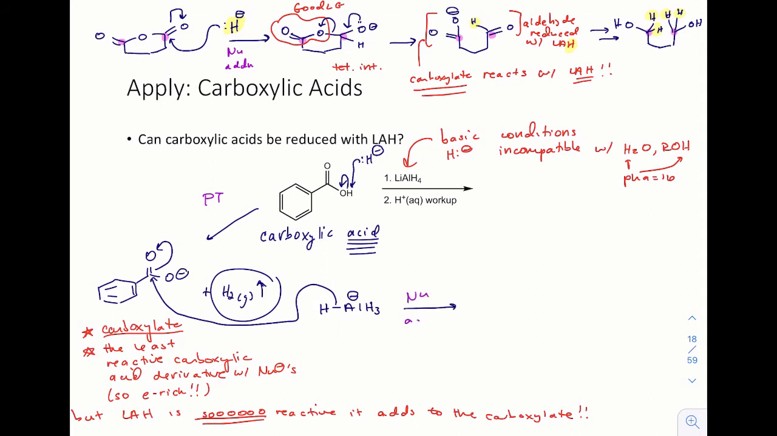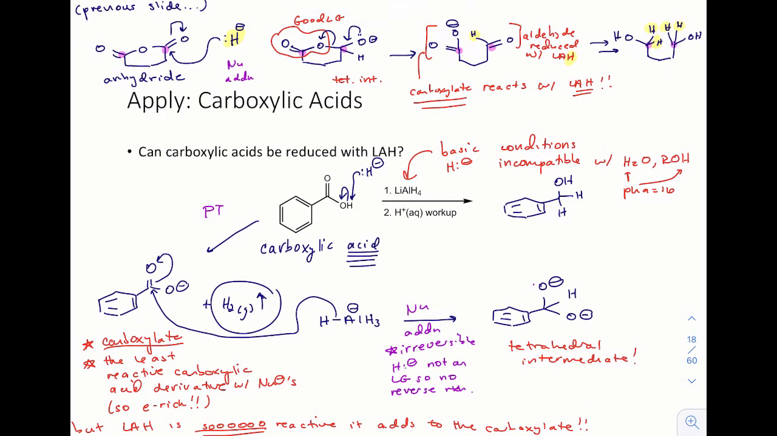The tetrahedral intermediate that is formed is not going to expel hydride because it is not a good leaving group. It's super basic, as we're coming to realize. So addition of hydride generates this tetrahedral intermediate. It's dianionic, and it is in fact converted to the primary alcohol.